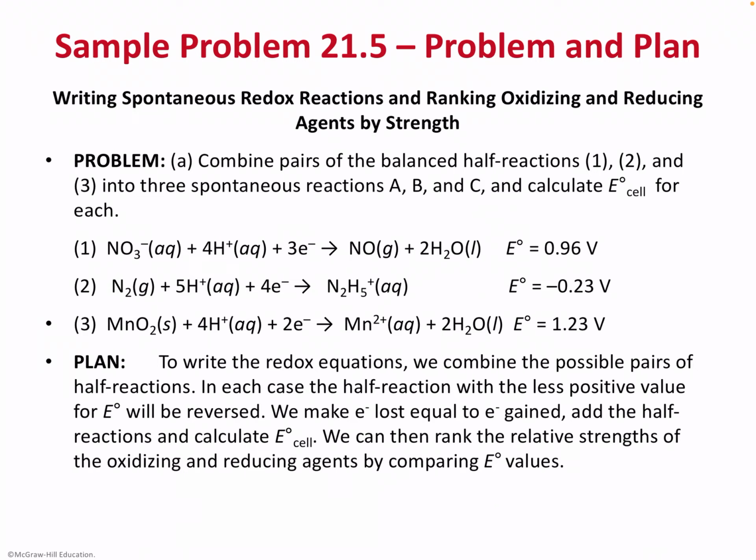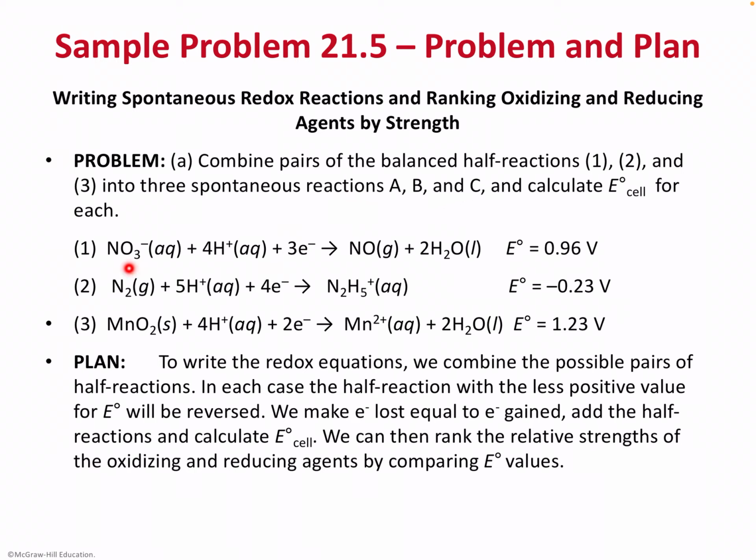Now the first one, nitrate ion with 4H plus and 3 electrons, giving nitrogen monoxide and 2 water molecules. Now we are given 3 equations. All of these are given as reductions and these are their E naught values. We are going to combine pairs of balanced half reactions. We're going to combine 1, 2 and 3 into 3 spontaneous reactions A, B, C and calculate E naught cell.